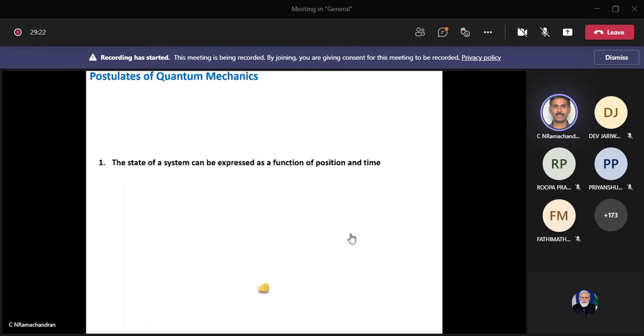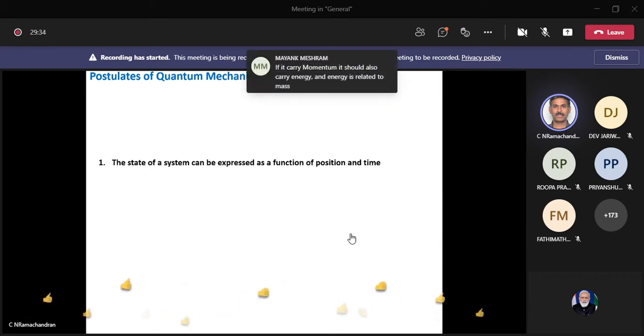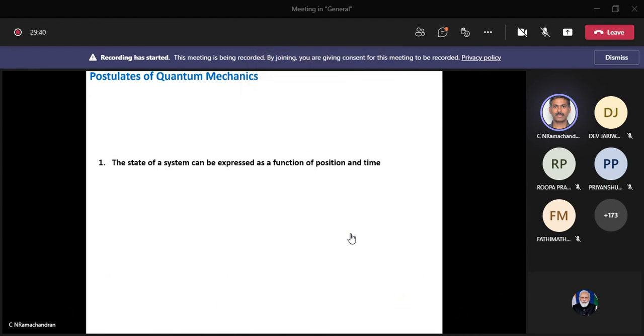The state of a system can be expressed as a function of position and time. Once again, the state of a system can be expressed as a function of position and time. I don't know how many of you got something from this statement. Honestly speaking, when I read this the first time, in my first lecture, I did not get anything from this postulate. It is too abstract. You see, this is the first postulate of quantum mechanics.